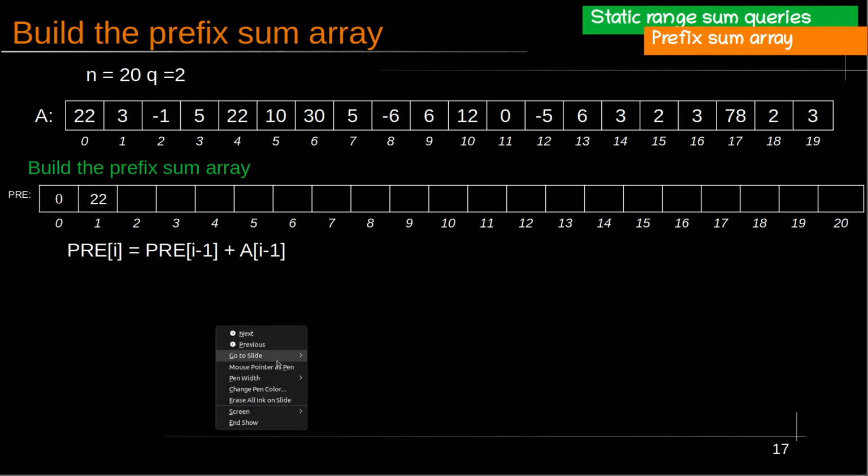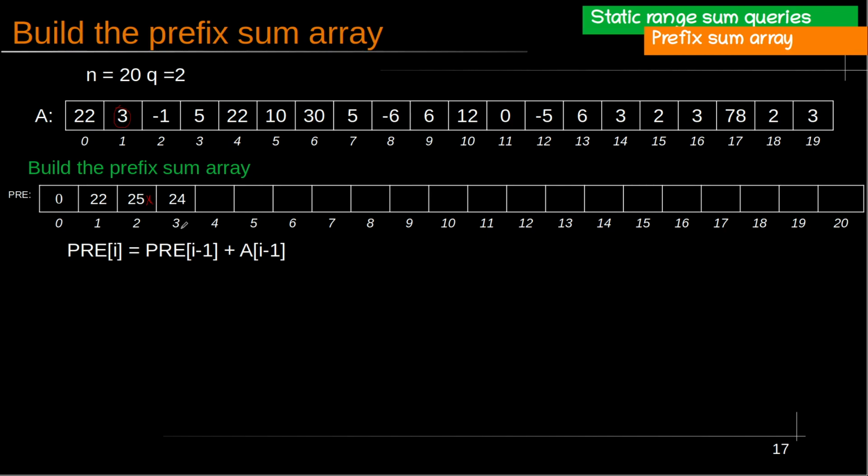Pre of 2, prefix of 2 here, compute this one, is equal to the previous sum, which is 20, plus this value, which is at A1. So 20 plus 3 is 23. Let's continue with the third one here, which is 23 plus -1, 22.